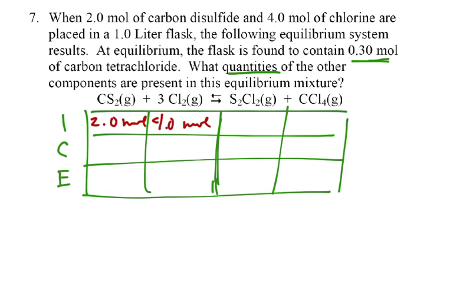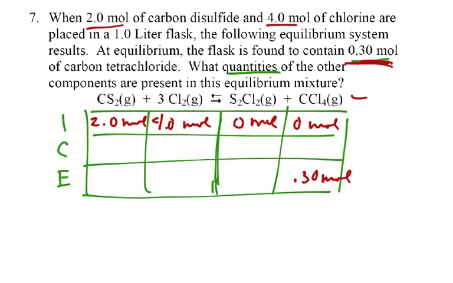Now, from the problem, 2 moles of carbon disulfide, 4 moles of chlorine, I filled those in, and implied, since they didn't say they added any of this, or any of this, that these two are 0 moles. So 2 moles, 4 moles, 0, and 0. Now the last little tidbit they give us is that the flask is found to contain 0.3 moles of carbon tetrachloride, this guy. So this is 0.30 moles. Now I'm not going to put any more units in because it's getting cluttered already.